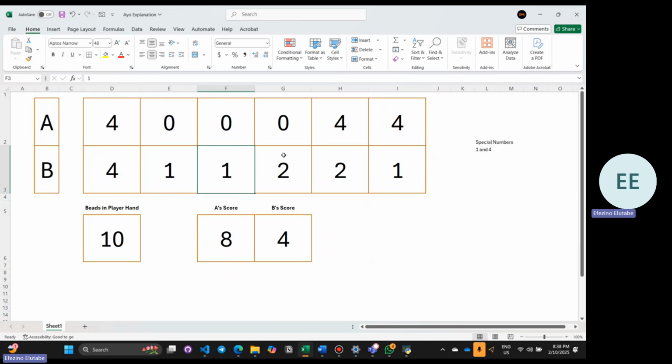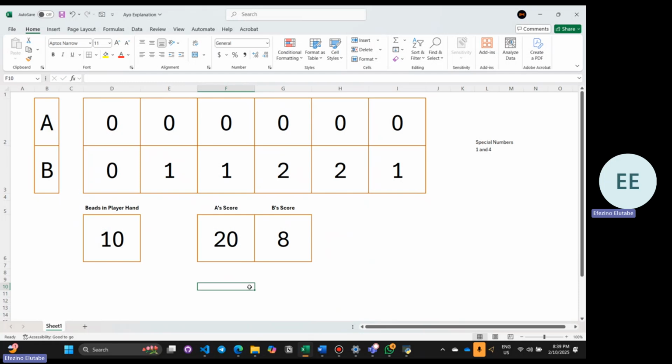And now that he's done distributing, you can then check, okay, do I have any 4s on my side of the board? Yes, I have 3 of them. So I'm going to collect all 3 of them as points. Then player B checks, does he have any 4 on his side of the board? Yes, then he's going to collect it as points for himself as well. And that's how the game works.